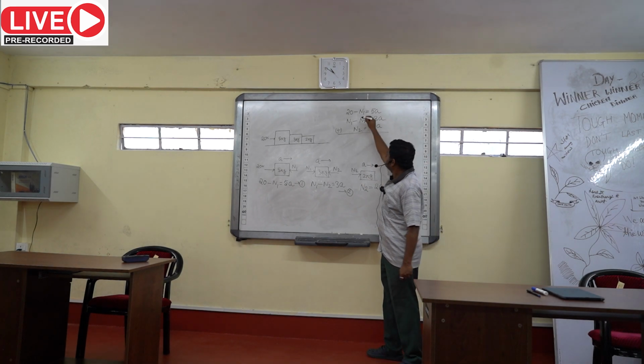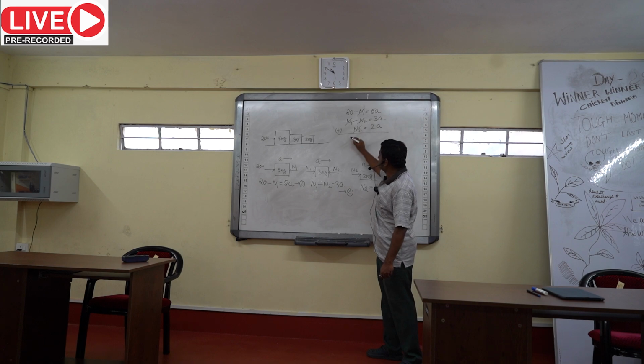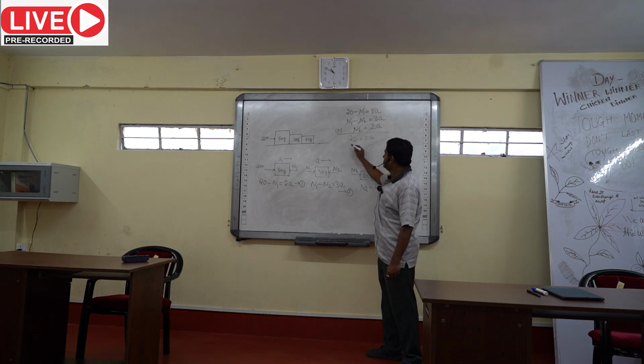What will happen? Minus n1 plus n1. Minus n2 plus n2. This side will be only 20. This side will be 10a. So acceleration is coming 2 meter per second square.